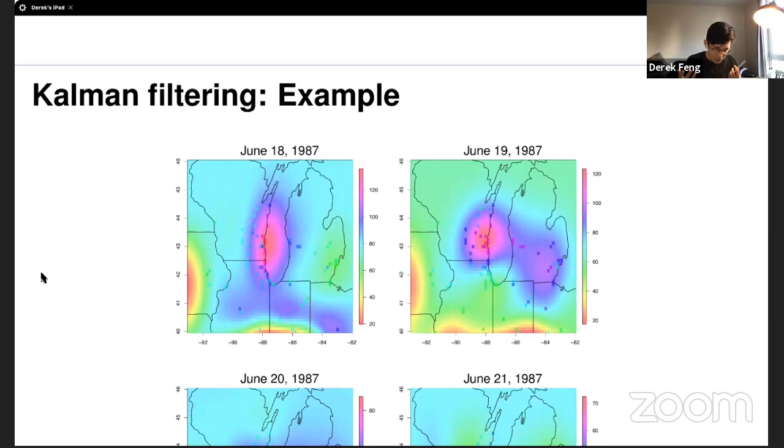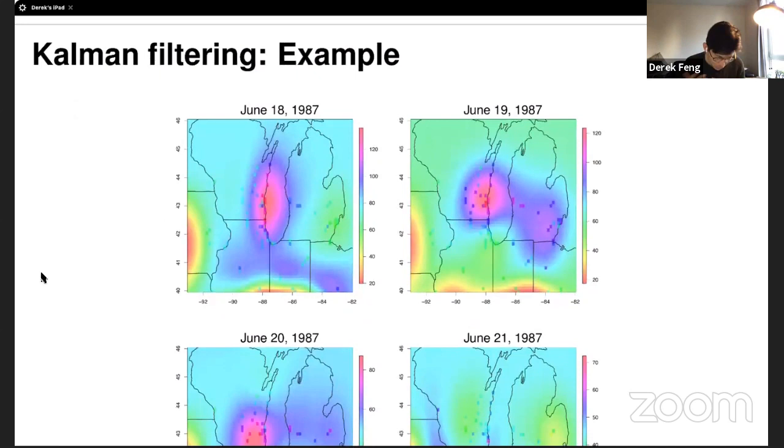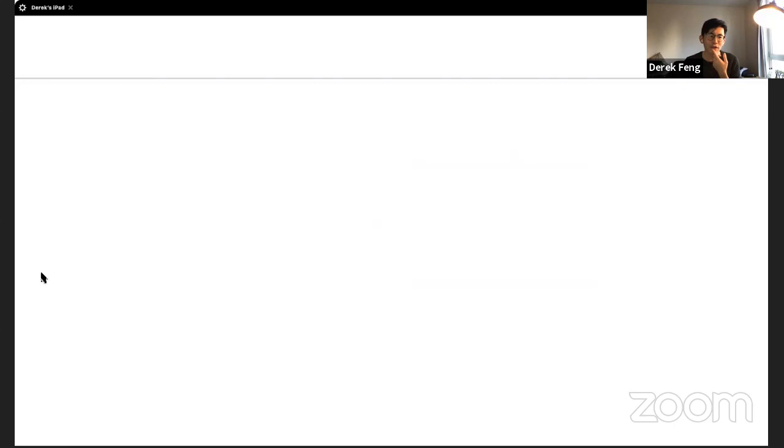When I first saw this, I couldn't really see how to actually get the Kalman filtering to go through. It's a little bit tricky. It's not too hard, but essentially you're going to set up your hidden Markov model in the following way.